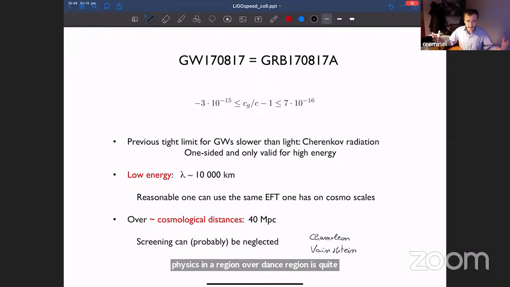Since this event took place 40 megaparsec away, that is a very large distance. It's smaller than the size of the universe, much smaller, but we're still talking about a measurement that goes through a range which is much larger than the size of our galaxy. So in most models, one can say that I can neglect the screening over these very large distances.